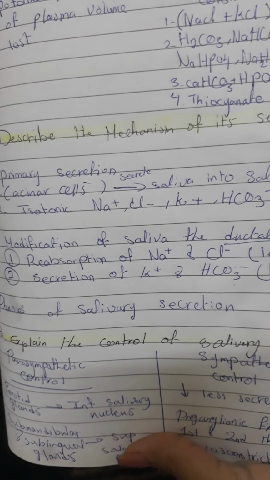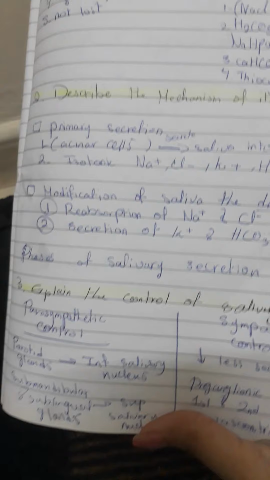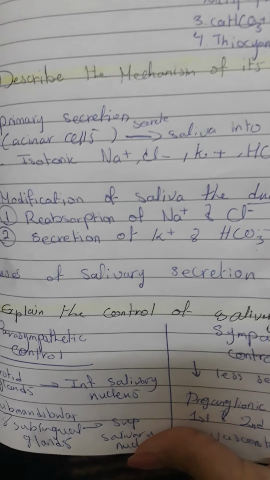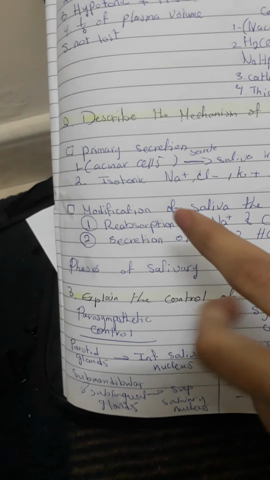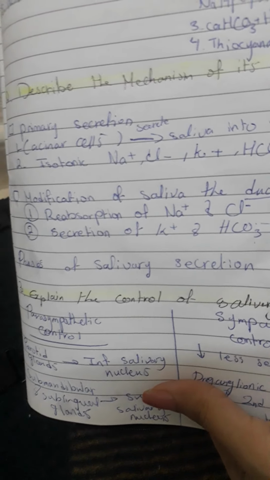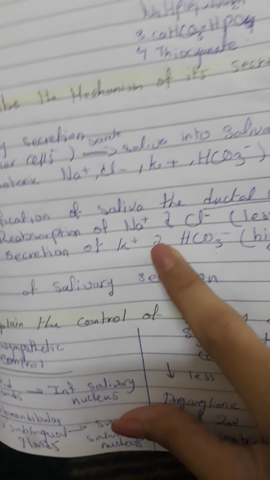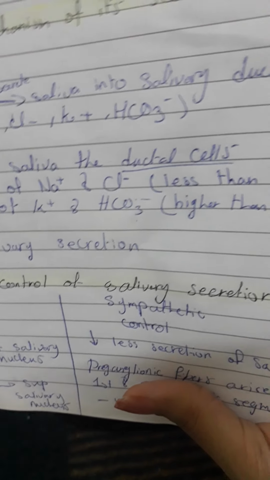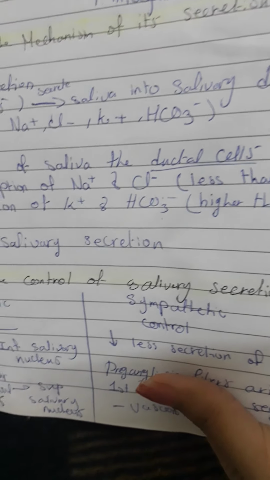There is also modification of saliva in the ductal cells. In the salivary duct, the reabsorption of sodium and chloride is greater, so there is less of it inside, and there is more secretion of potassium and HCO3, which is higher than in the plasma. So this is the mechanism.